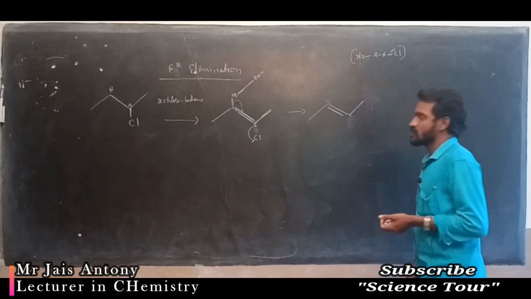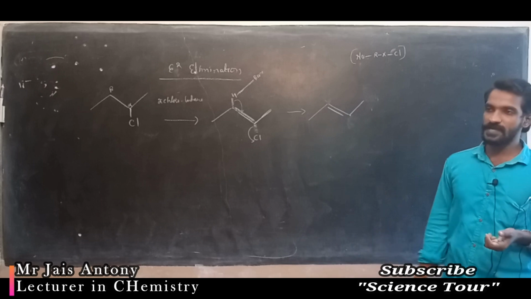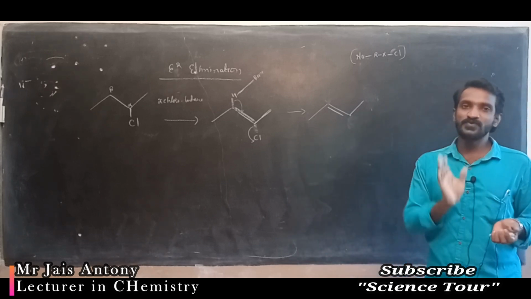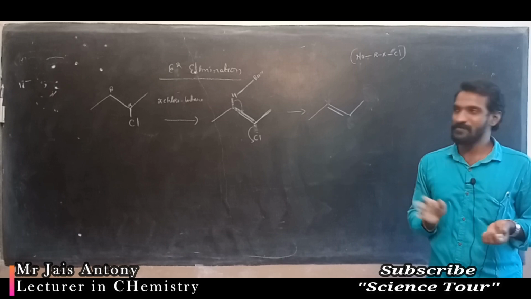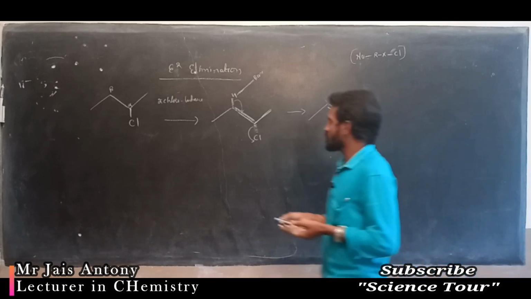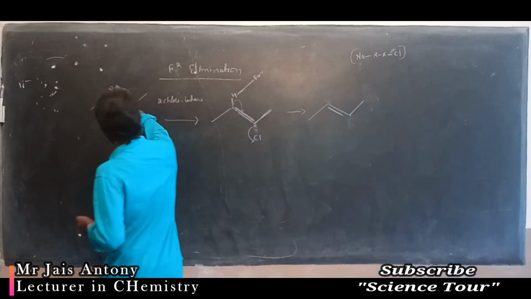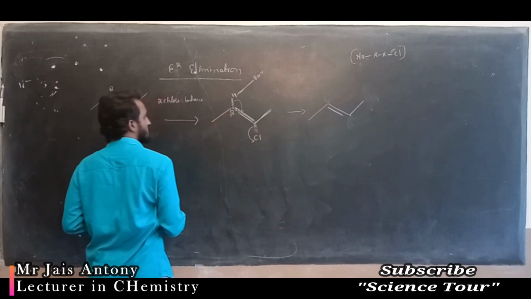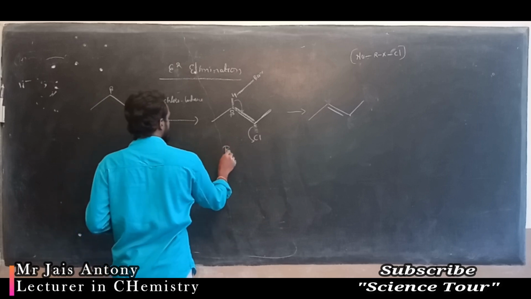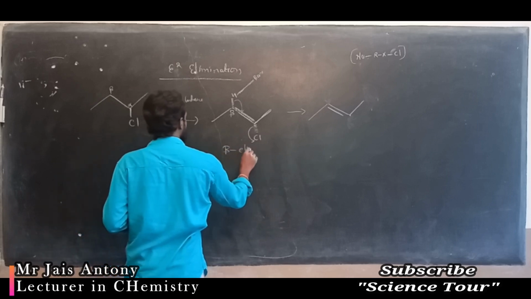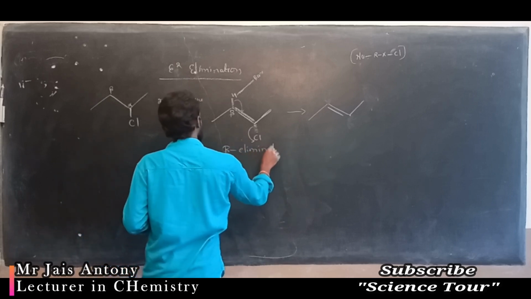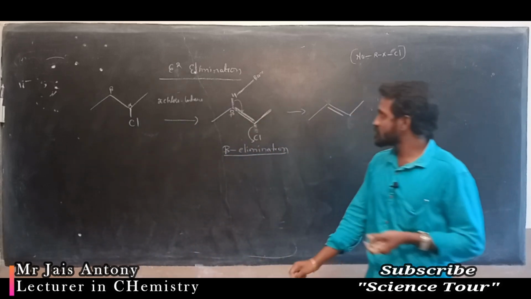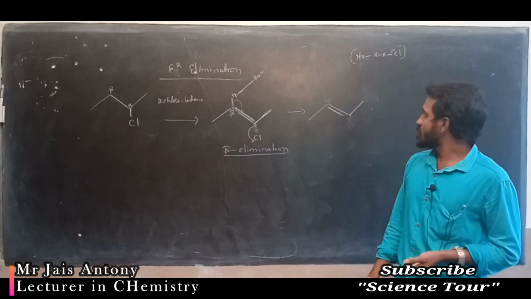Okay. This is the transition state. This is actually called E2 elimination. Here you note down that hydrogen is abstracted from the beta carbon, so this reaction is also called beta elimination reaction. Beta elimination reaction, E2 elimination reaction or beta elimination reaction.